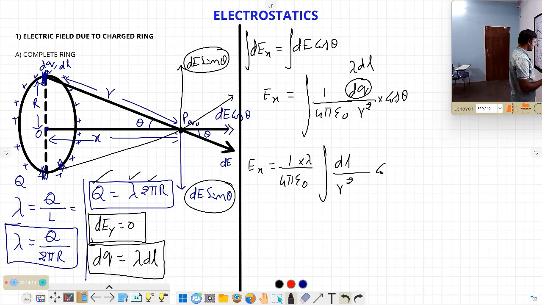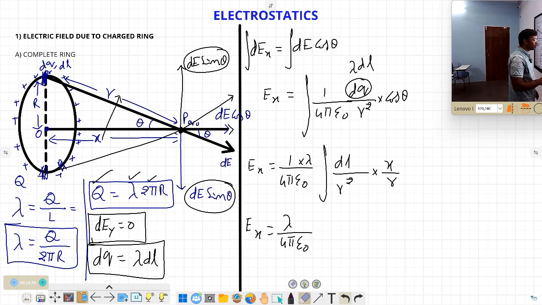Now what is cos theta here? That is important for us. From the diagram, in this triangle, cos theta is equal to x by r, adjacent by hypotenuse. So Ex equals lambda by 4 pi epsilon naught into the integral, where x is a constant position and r is also constant, we can replace it with a variable later. So I can write x by r cube, integral of dl.